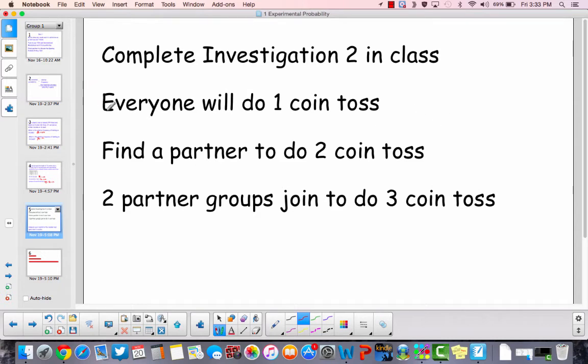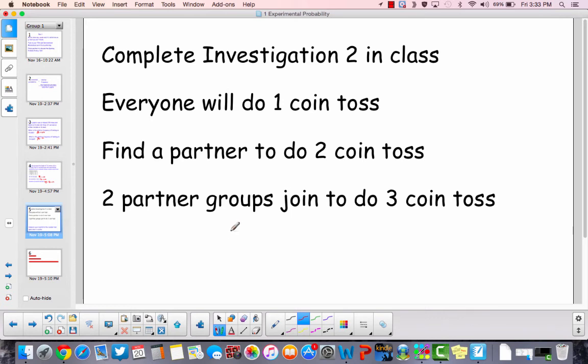So we're going to start it off first. Everyone's going to do one coin toss. Once everybody has done that, then you're going to pair up with a partner, and you can choose who you want to pair up with, and you're going to do the 2 coin toss. I believe it asks you to do 60 times there. Okay, so if you each flip it 60 times, count each time and record what happens on both coins. Then 2 partner groups are going to join together, and you're going to do the 3 coin toss. 3 of you will toss your coins, and 1 of you will record the results. And I believe it asks you to do that 80 times. Okay.